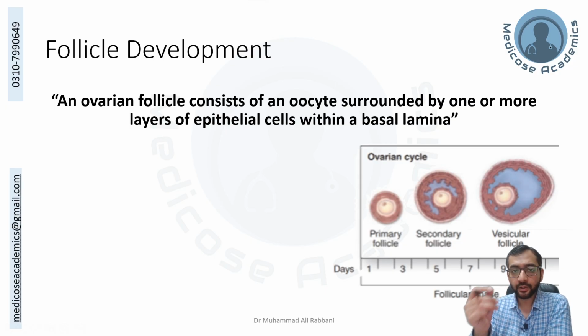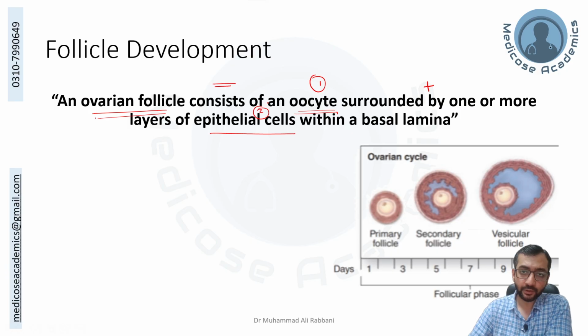Follicular development. An ovarian follicle consists of an oocyte. I'm reiterating it again and again because I have seen students making this mistake. They cannot differentiate between oocytes and follicles, so do make a point of that. Ovarian follicle is equal to oocyte surrounded by one or more epithelial layers. These epithelial layers are basically flat cells, follicular cells. So follicular cells plus oocyte is equal to the ovarian follicle.